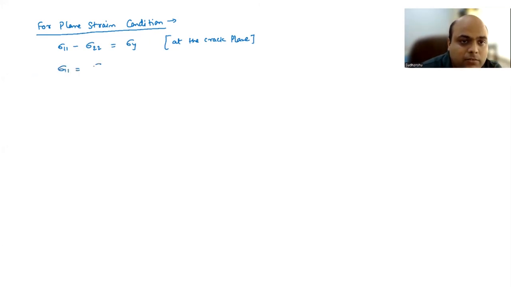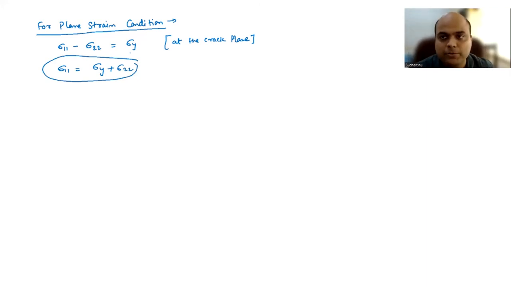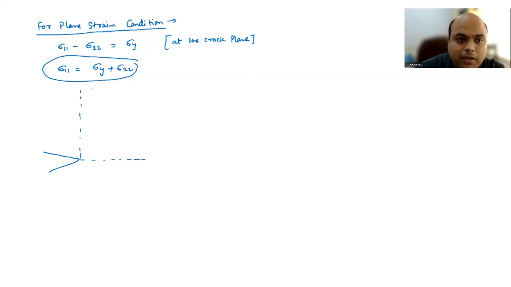So sigma 11 equal to sigma y plus sigma 22. As soon as sigma 11 becomes equal to sigma y plus sigma 22, your material is going to yield, and then you can calculate what is your plastic zone size. So if I just combine both plane stress and plane strain, okay, originally, if you remember, our plot was like this. Okay, so this was our sigma 11. Now if I assume it to be plane stress condition, it is going to be, say, something like this, where this is sigma y. Okay. So this is the profile for sigma 11 for plane stress condition.